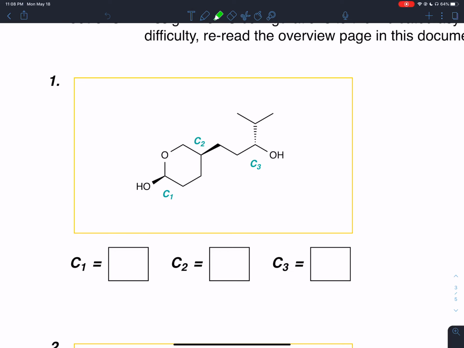Hi everyone, in the next couple videos I'm going to guide you through solving R and S configurations for a variety of asymmetric centers. Let's start with this one here. At this asymmetric center, we have to fill in where the hydrogen is. If you see the two in the plane of the page bonds and the solid wedge, that means the implicit hydrogen that is not shown is on the dash wedge.